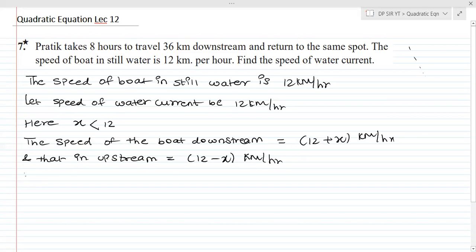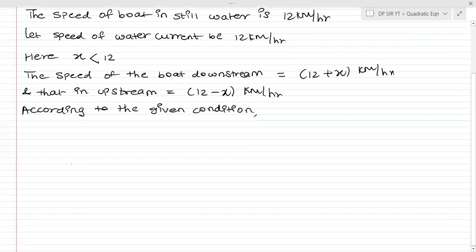Now, according to the given condition, what is it? 36 upon 12 plus x. What has it said? 36 kilometers downstream, back in 8 hours to the same spot. So 36 upon 12 plus x, and coming back to the same spot, 36 upon 12 minus x. He is going up and coming down, all of this he did in 8 hours.